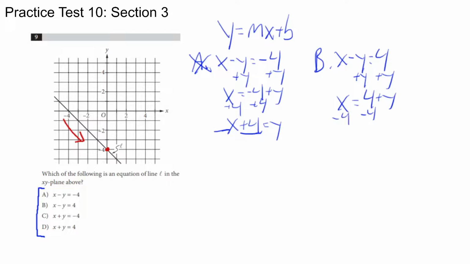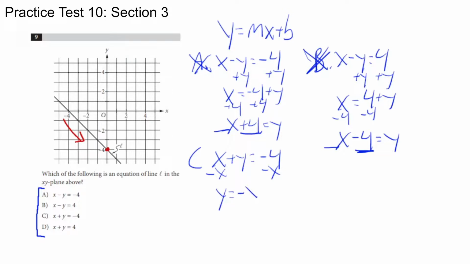Subtract 4, subtract 4, and I get x minus 4 is equal to y. So although I have that y-intercept I'm looking for, my slope for answer choice B is positive, so this is not what I'm looking for. Answer choice C gives me x plus y is equal to negative 4. If I subtract x from both sides, I'll get y is equal to negative x minus 4. So C is going to be my answer because I can tell I have that negative slope and I also have that y-intercept of negative 4 that I'm looking for.